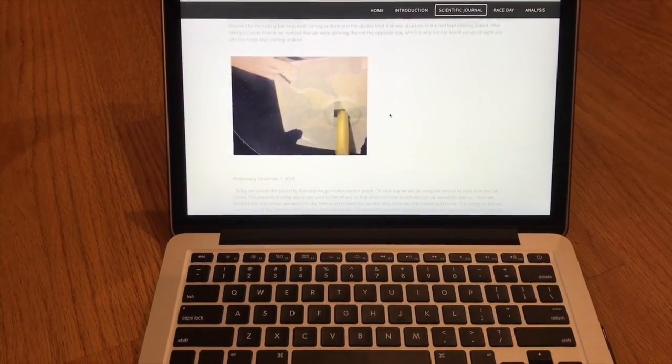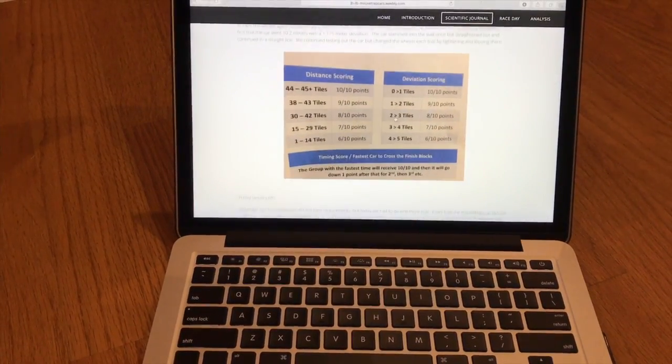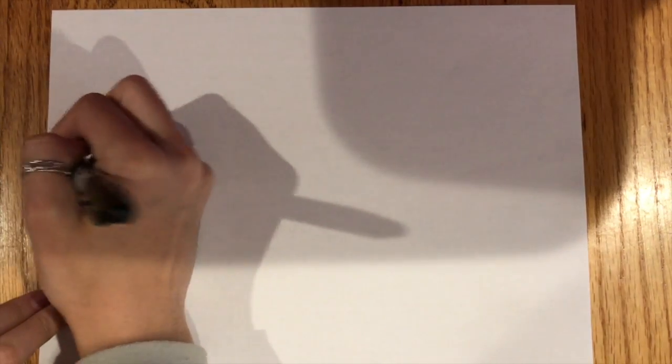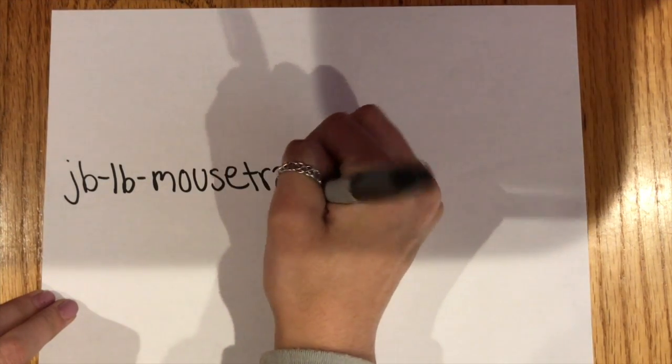Along with our materials, we were given instructions to build the first prototype of our mousetrap car. The following video discusses how our car relates to and demonstrates Newton's three laws of motion. Our website can be found at jblbmousetrapcars.weebly.com.